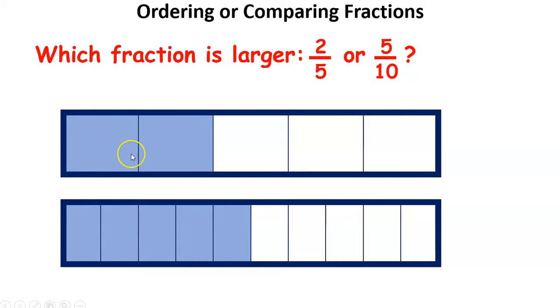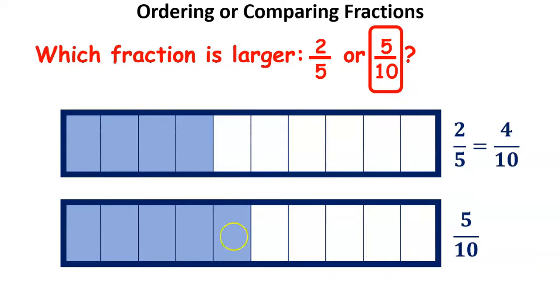Just to show it to you visually, I have 2 parts out of 5, or I've got 5 parts out of 10. We can clearly see that 5 parts out of 10 is larger. But now I'm going to show it to you so that both of these are out of 10. There we go. 4 parts out of 10 versus 5 parts out of 10.